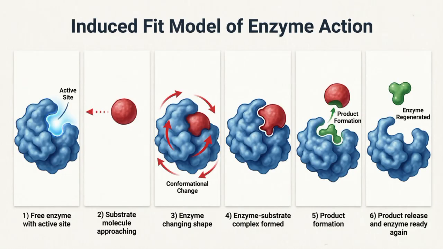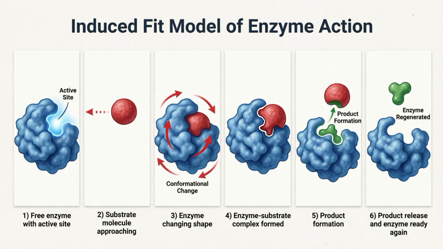Now let us explore the complete catalytic cycle of the induced fit model through 6 distinct steps shown across your screen. Step 1 begins on the far left. A blue enzyme with a textured surface displays its active site as a lighter blue region. A red spherical substrate approaches from the right, indicated by a red dotted arrow. The label reads "free enzyme with active site."